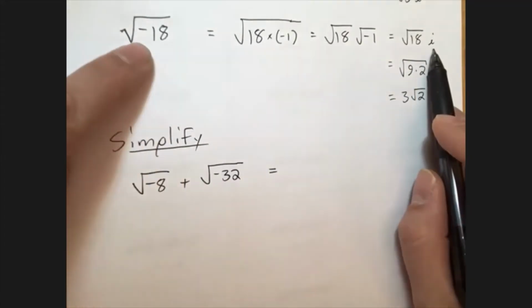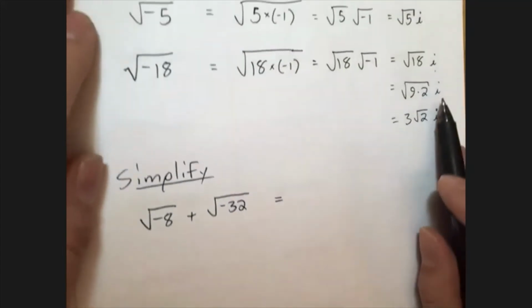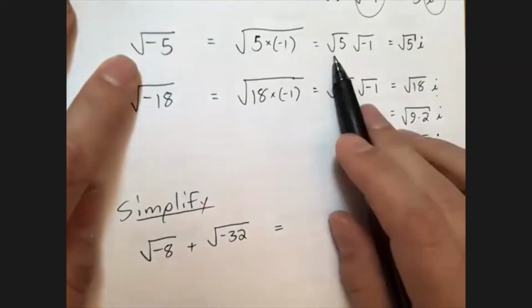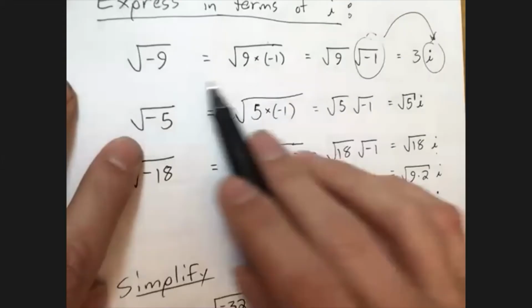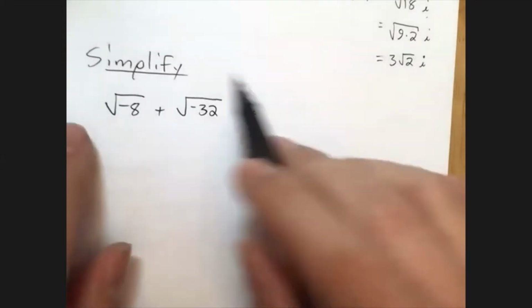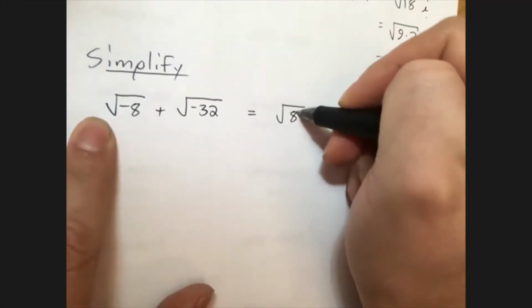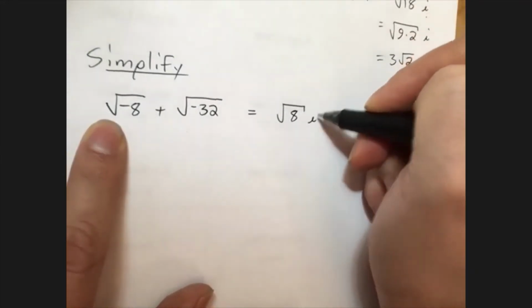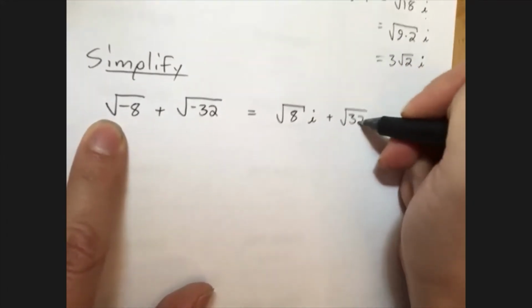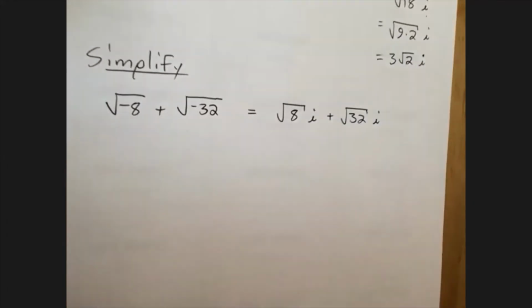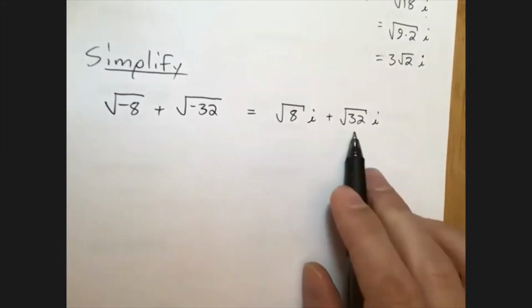That's what happened here. Root -18 became root 18i. Root -5 became root 5i, right? Root -9 became root 9i. So what I was saying is that if you have a negative in here, it comes out as an i, right? So after making that observation, I think we can see that this is just root 8i plus root 32i. We can skip those steps we were doing before now that we've made that observation. And I can simplify these, right?